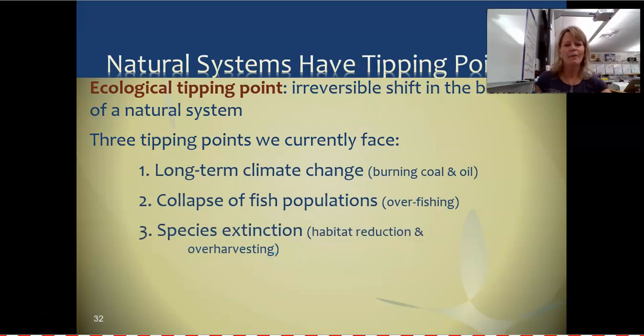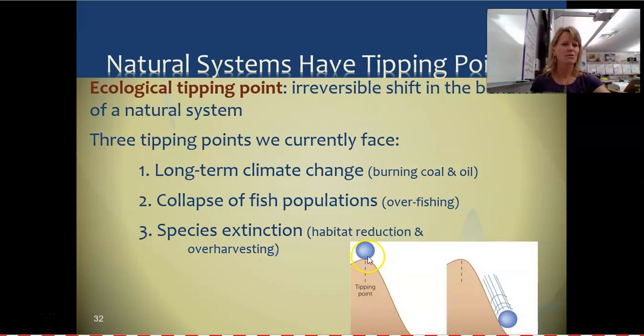If I let go of that rope, Superman's not going to come in and swoop you off your feet and bring you back up on top of that cliff. You have gone over the tipping point, and that is shown here. So you get that ball, you push it too far, you can't come back up to the top of that mountain. And so we are facing some ecological tipping points to the point where we're going to go to the point that we can't reverse. We can't fix it. And so those major things that we are coming up on, of course, is long-term climate change.